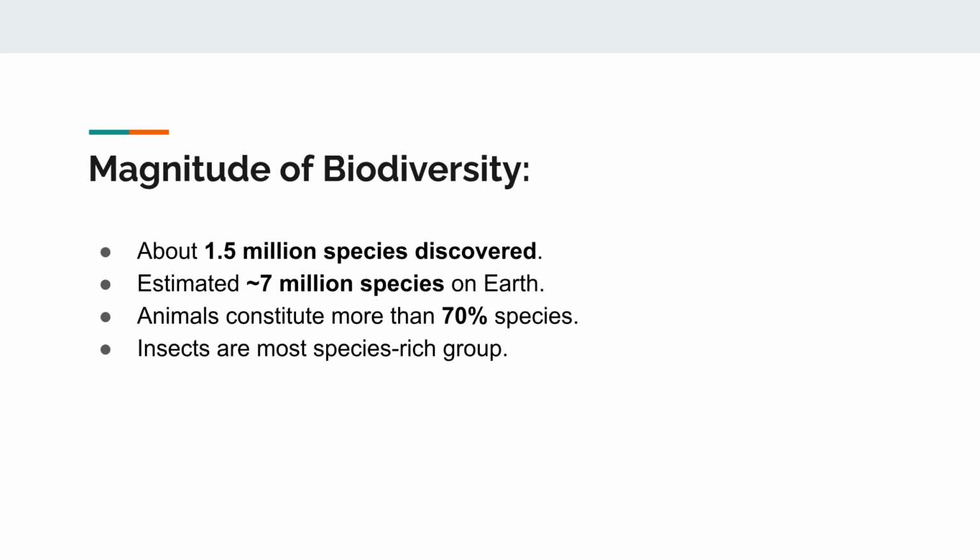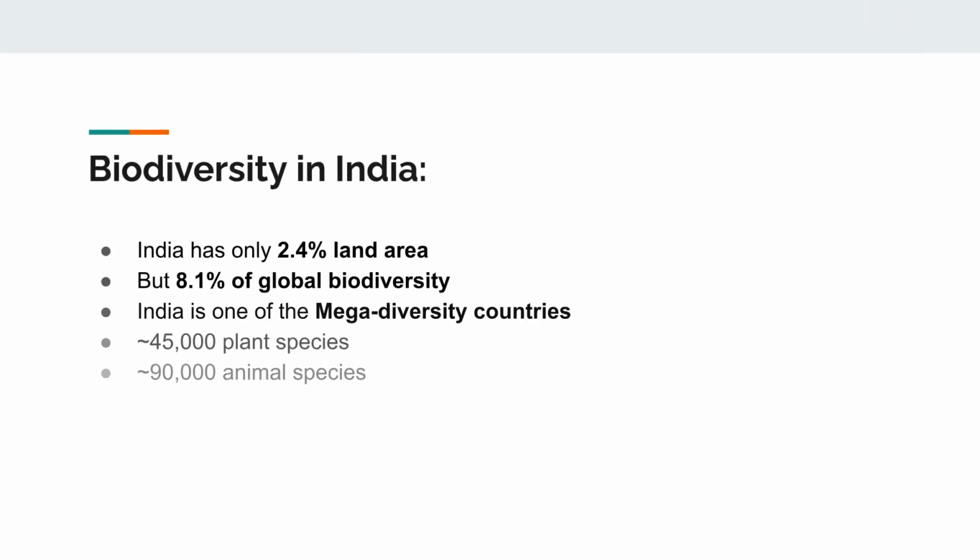Regarding the magnitude of biodiversity, about 1.5 million species have been discovered, though it's estimated there are around 7 million species on Earth. Animals make up over 70% of species, with insects being the most species-rich group. India is considered a mega-diversity country. Despite having only 2.4% of the world's land area, it accounts for 8.1% of global biodiversity, with approximately 45,000 plant species and 90,000 animal species.